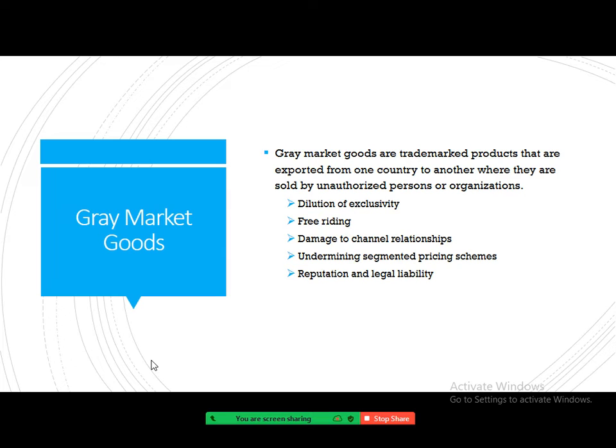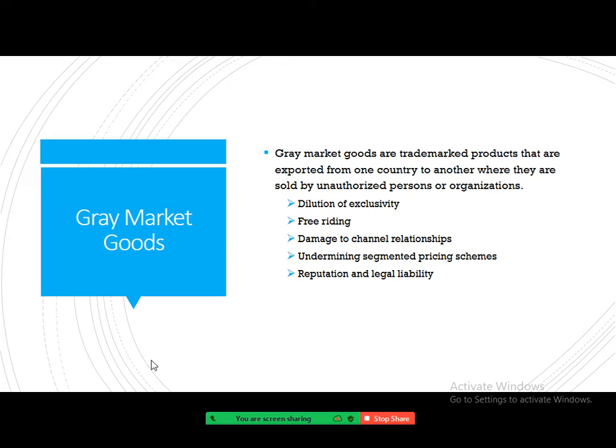Additionally, the gray marketers make liberal use of manufacturers' trademarks and often fail to provide the warranties and other services that customers expect from the manufacturers and their authorized distributors.